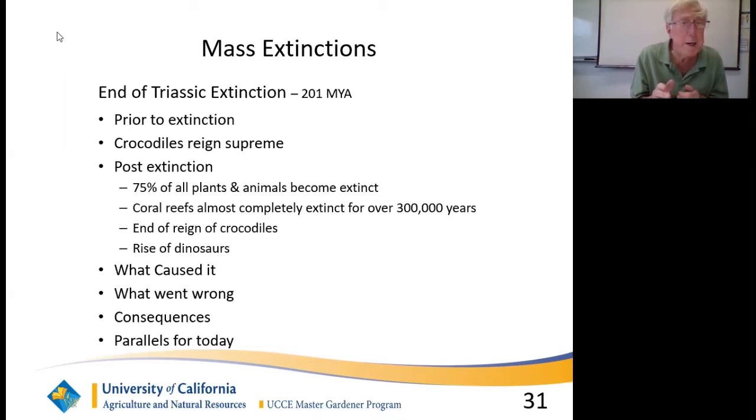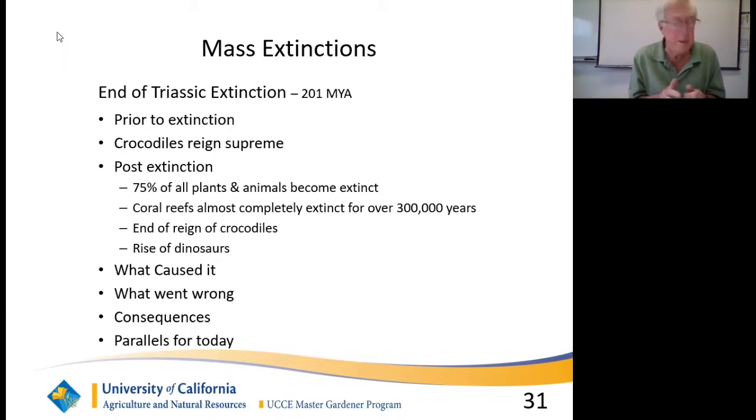That all ends very badly once again at the end of the Triassic with the end Triassic extinction, when altogether, once again, about 75% of all species become extinct, including most land plants and many fish. And that includes species that actually survive the Permian. Coral reefs become almost completely extinct and do not appear again in the record for about 300,000 years. It's the end of the reign of crocodiles and the beginning of the reign of dinosaurs.